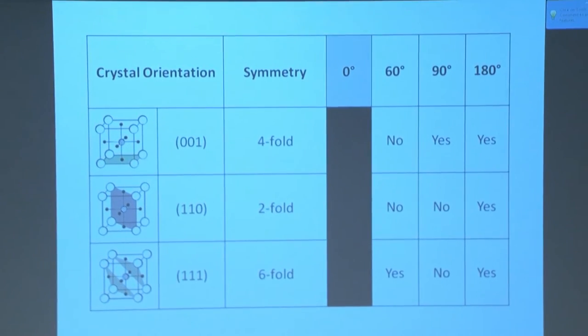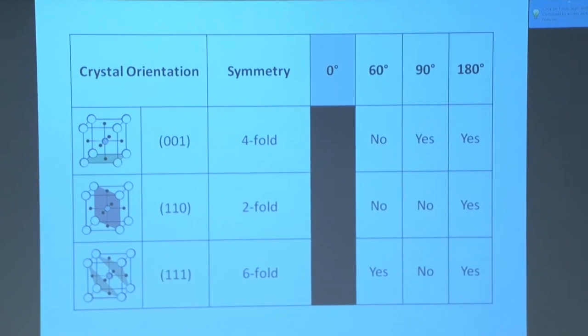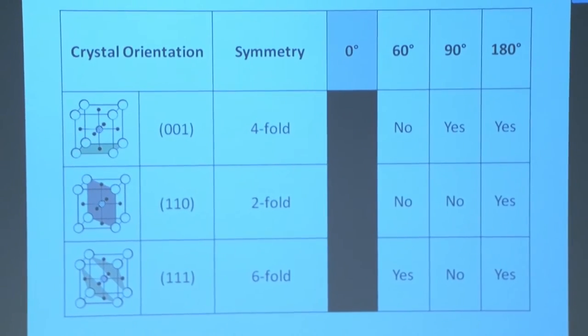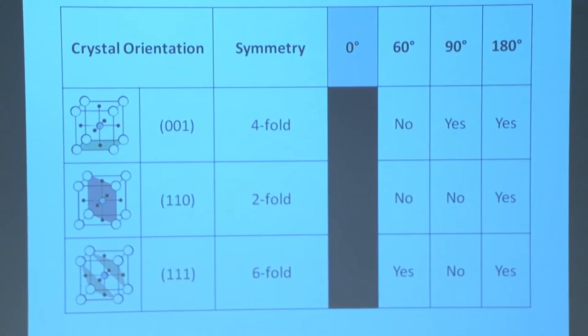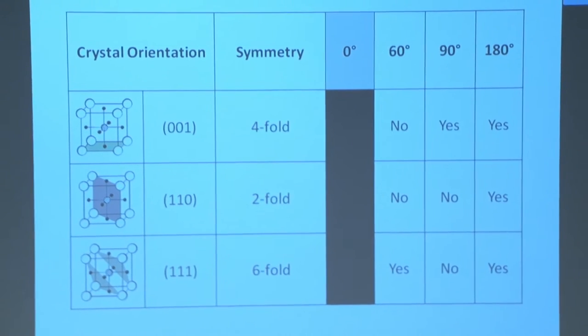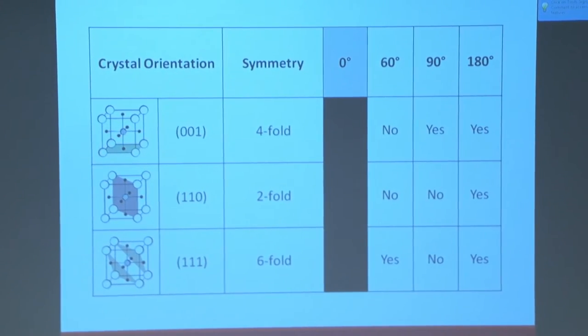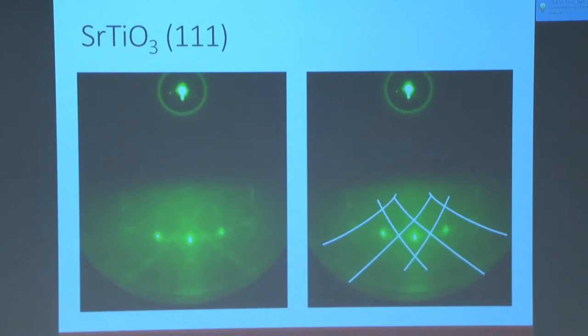What we hypothesized is that the 001 crystal would need a rotation of either 90 degrees or, I'm sorry, 180 degrees to reobtain the same Kikuchi line pattern, whereas the substrate that has a 110 crystal orientation would require a rotation of only 180 degrees. And correspondingly, the 111 substrate having six-fold symmetry would require a rotation of a multiple of 60 degrees.